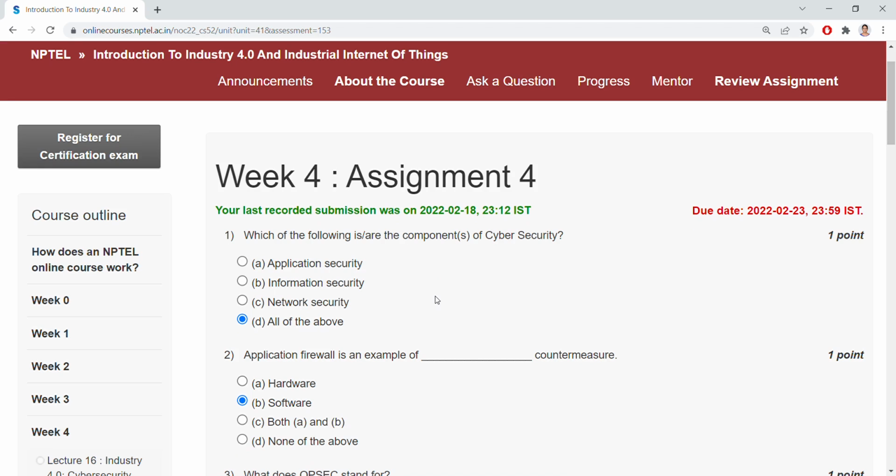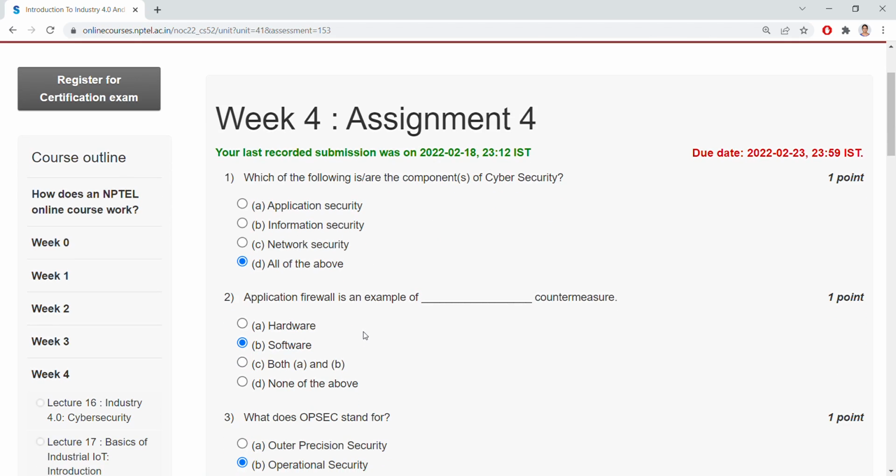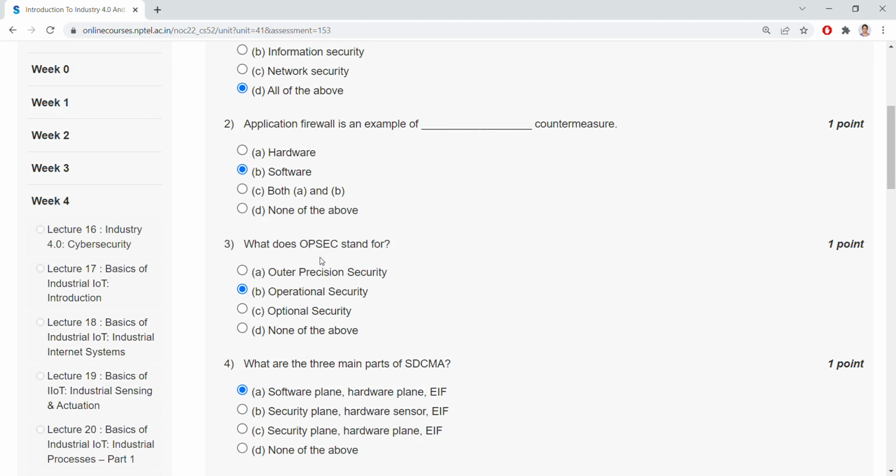Which of the following are the components of cyber security? Application security, information security, network security. All the above. Application firewall is an example of dash countermeasures. It is software countermeasure.